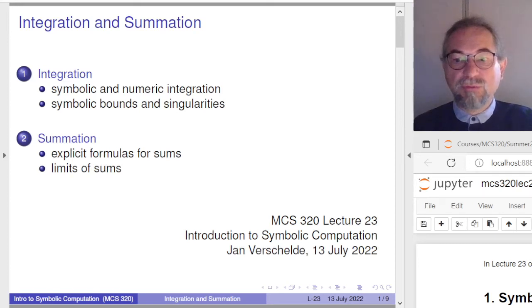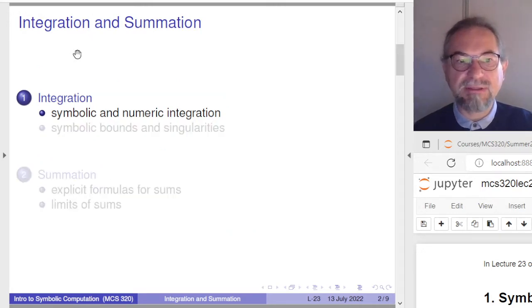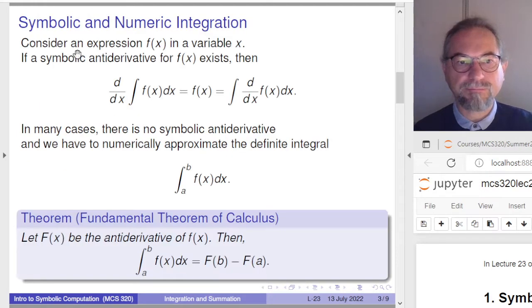So welcome to this pre-recording of integration and summation, a lecture in symbolic computation. So we are going to apply the fundamental theorem of calculus to evaluate integrals geometrically to compute areas.